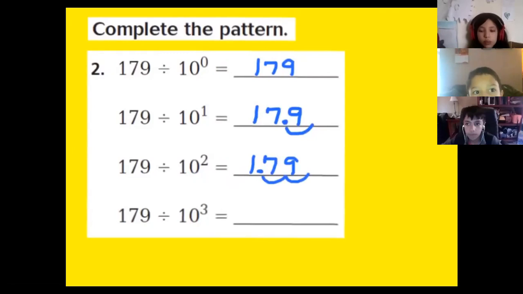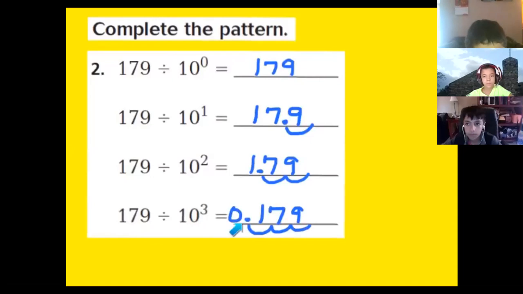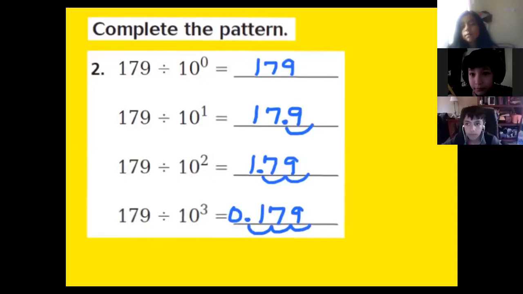Now, take a look at the last part in this pattern. We have 179 being divided by the third power of 10. Well, in this part of the problem, my exponent is a 3. And that 3 says that I need to move my decimal to the left 3 times. So I'm going to come down here and write down my 179. And I'm going to move that decimal over 1, 2, 3 times to the left. So my answer turns out to be 179 thousandths. Because once again, as you divide by increasing powers of 10, the decimal point moves 1 place to the left for each increasing power of 10.